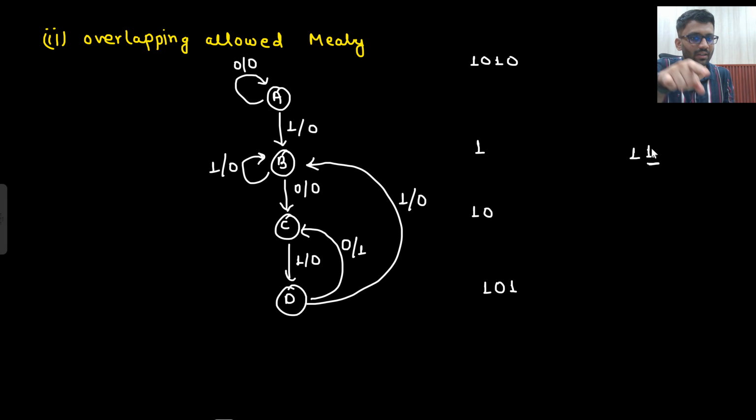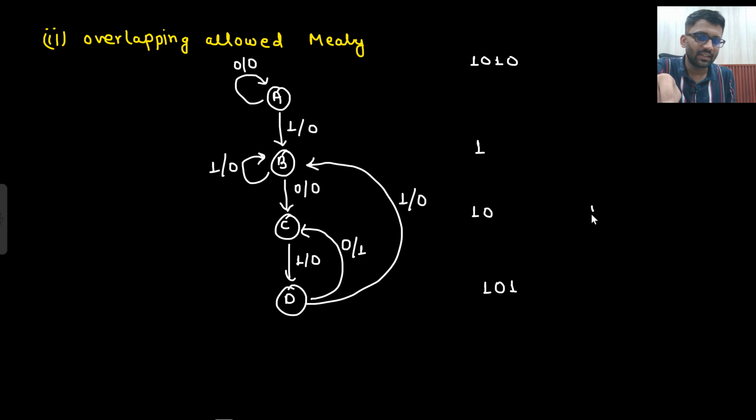1, 1, drop 1 bit. You see, after 1, if 0 was applied, I need to go to the next state only. But if 1 is applied, I will look for the best case. Drop 1 bit. Where is 1? In the state B itself. So if applied input is 1, give output of 0 and come back to state B only. This we have already analyzed.